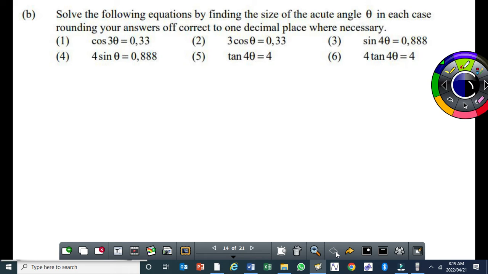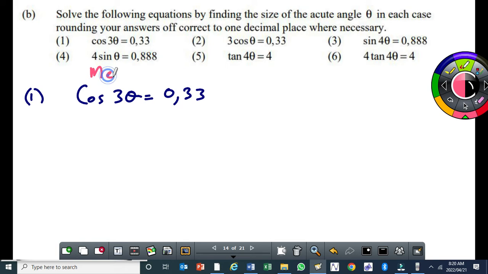Number 1 looks like number 3. It's exactly the same. So we have got cos 3 theta equal to 0.33. Now I want you to be aware that this question here, I'll show you 2 methods, okay, of doing it. But then you can decide now which method you prefer. So let's start. Let me call this one here method 1.